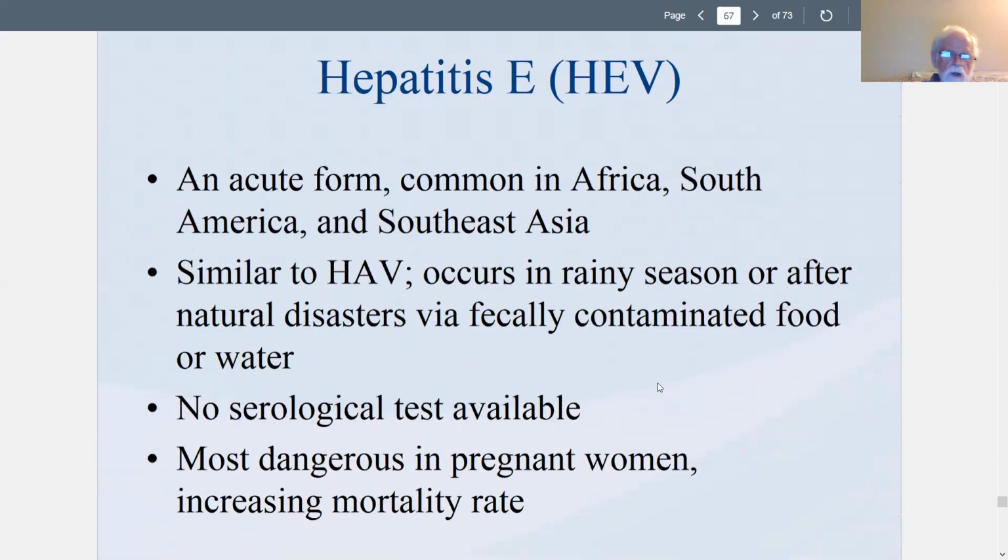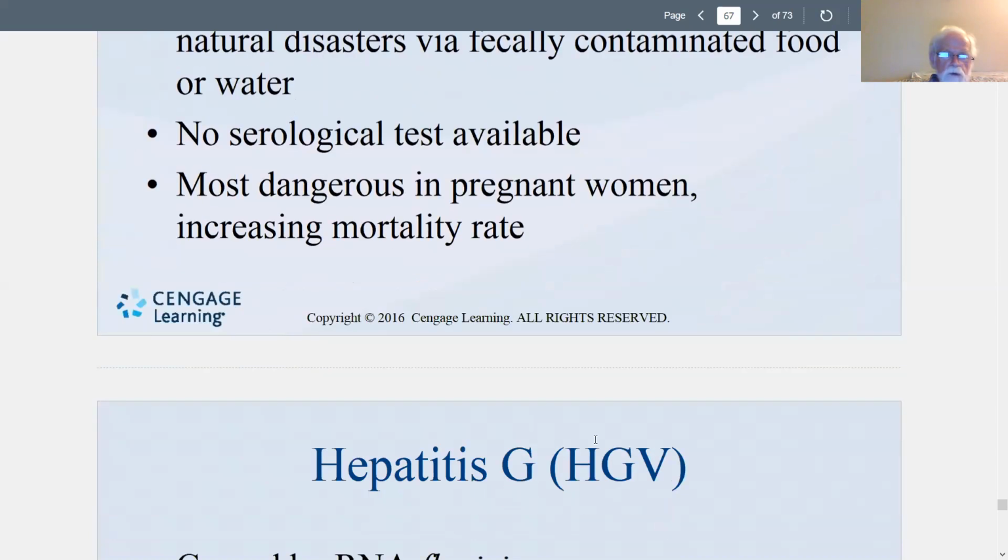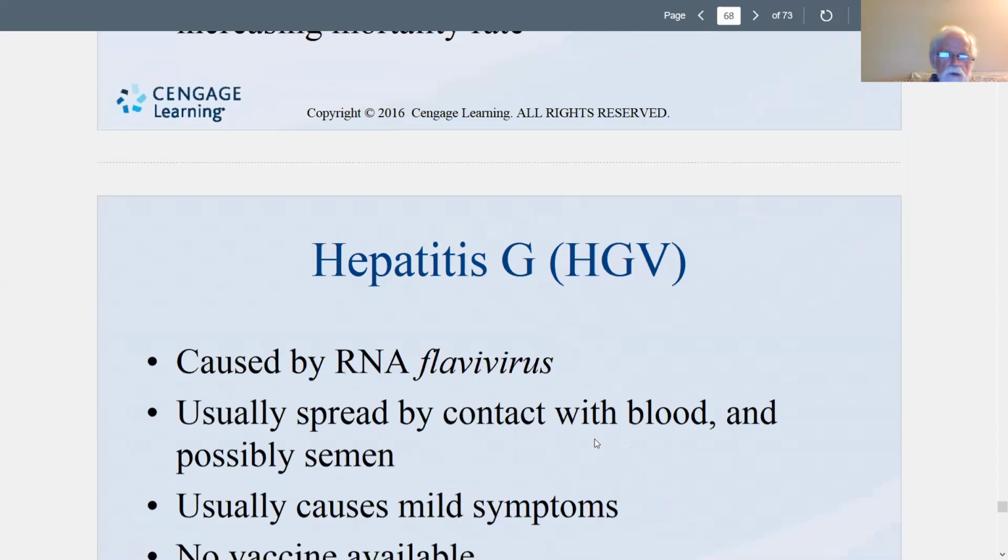Hep E is another acute disease. It's more common in Africa, South America, Southeast Asia, and southern India. It's similar to Hep A in that it is transmitted by the fecal oral route. We don't really have a test for it. Apparently, pregnant women are most at risk of dying of that disease.